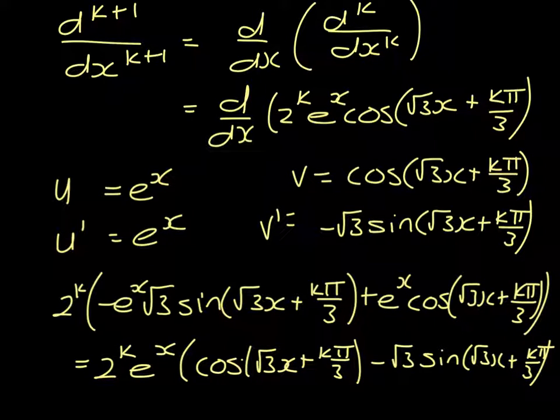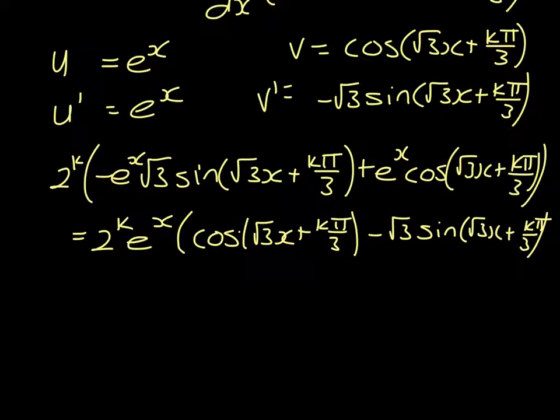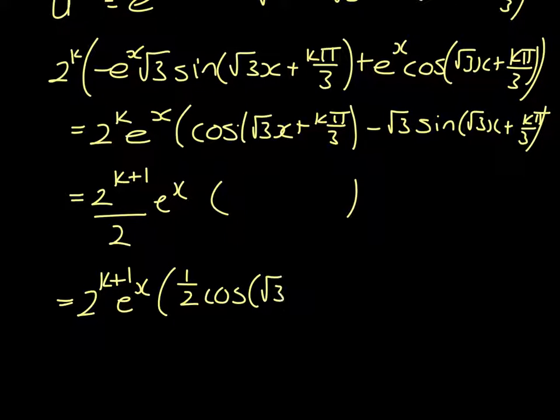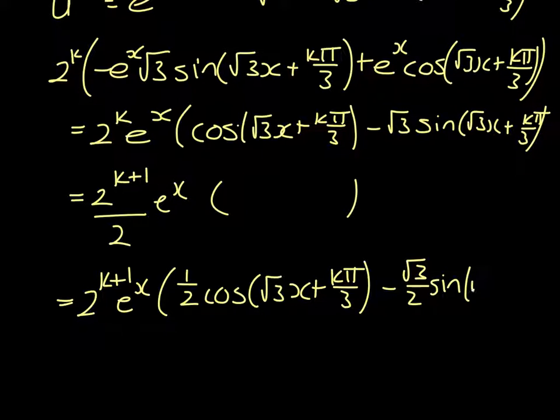Next section I'm going to do by considering what I know is going to have to be in my solution. And in my solution I need a 2 to the power k plus 1. I have 2 to the power k, so I'm going to divide that by 2. If I bring that over 2 inside the brackets, so we have 2 to the power k plus 1 e to the x, we have 1/2 cos root 3x plus k pi over 3 minus root 3 over 2 sine of root 3x plus k pi over 3.